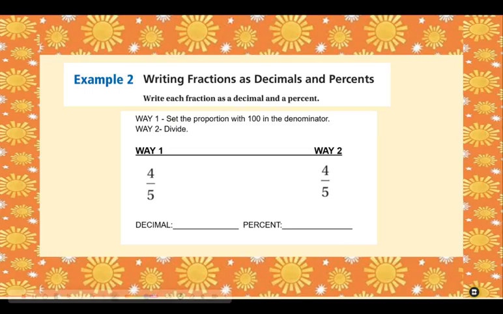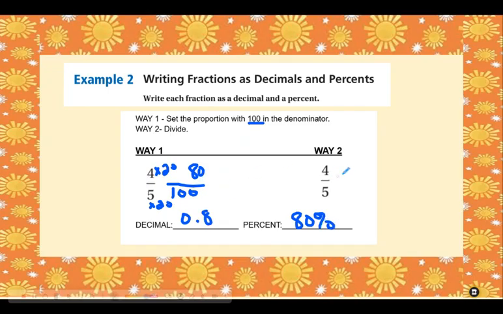Okay, writing fractions as decimals and percents. Okay, so the first way we could set up a proportion with 100 in the denominator. Okay, so if 5 can go into 100, or any of these numbers here on the denominator can go into 100, this is the easier way of doing it. So how do you get 5 to 100? Times 20. So 4 times 20 is 80. 80 over 100 is 80 hundredths, or 0.8 as a decimal, and 80%.